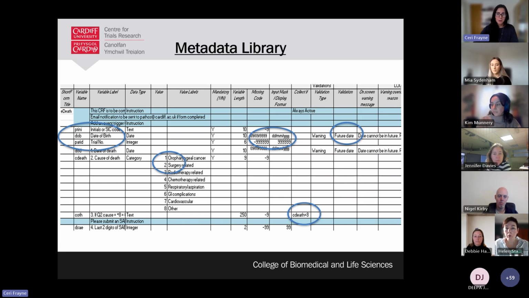Missing codes, collect diffs, and validations are built in to promote clean and complete data and maintain data integrity. In this example, an informed validation fires a warning for future data entered. Any form triggers or guidance text can also be added as instructions at the top of the metadata, as per the blue rows, such as to send an email notification to CTR if date of death is completed. These instructions aren't exported from the database.